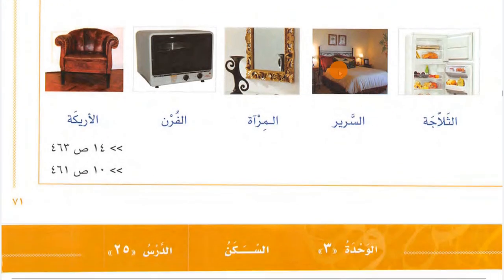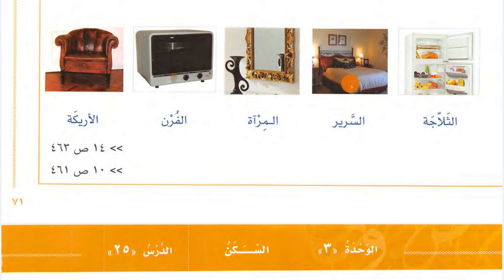Next, you have a bed in the picture, so you will say, I want to see the bed. So you will say without looking at the example, أريد مشاهدة السرير. I want to see the bed.